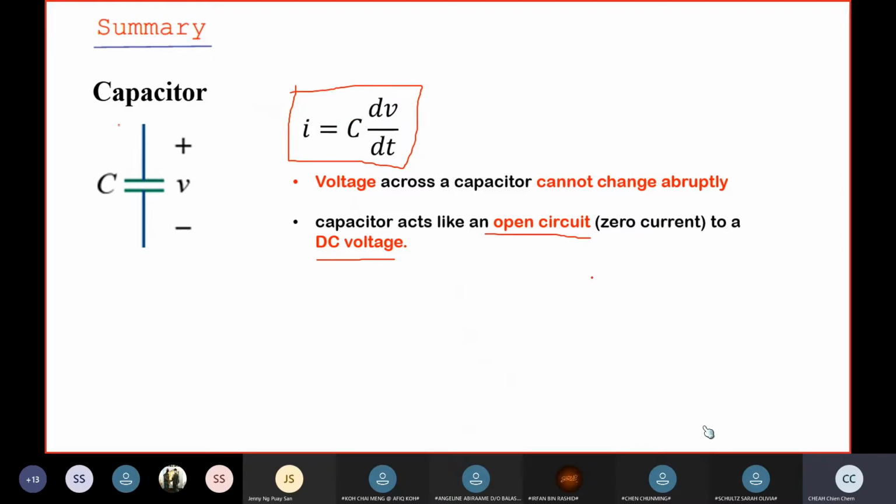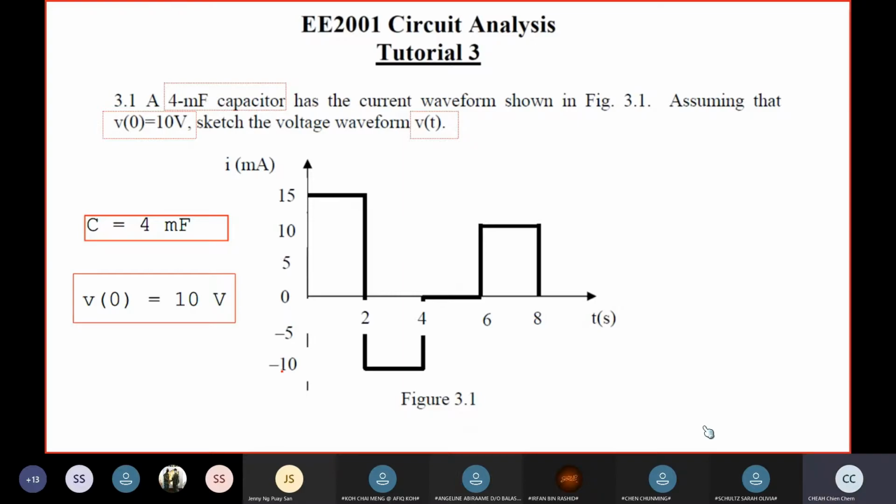So these two properties are important in analyzing a circuit with energy storage element, right? So please remember that. Okay, let's look at the first question of this week's tutorial. You're given a capacitor of 4 mF, and you're given the current and the initial voltage, right? Take note that initial voltage is given.